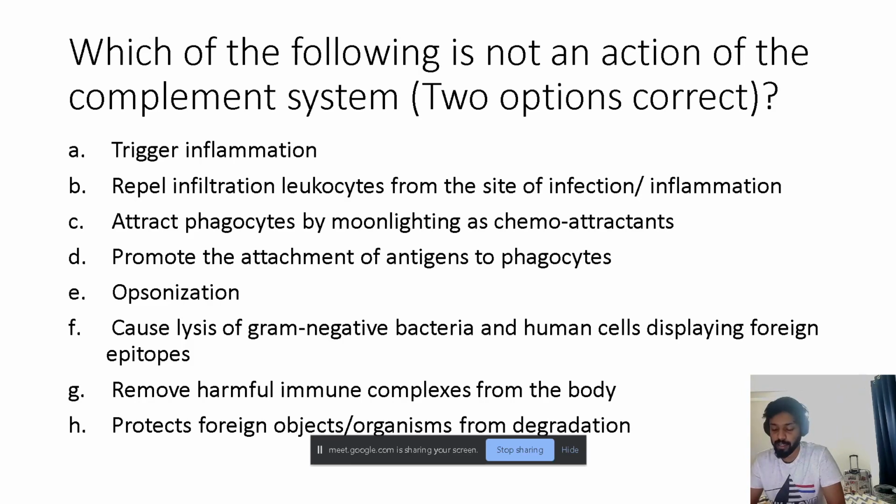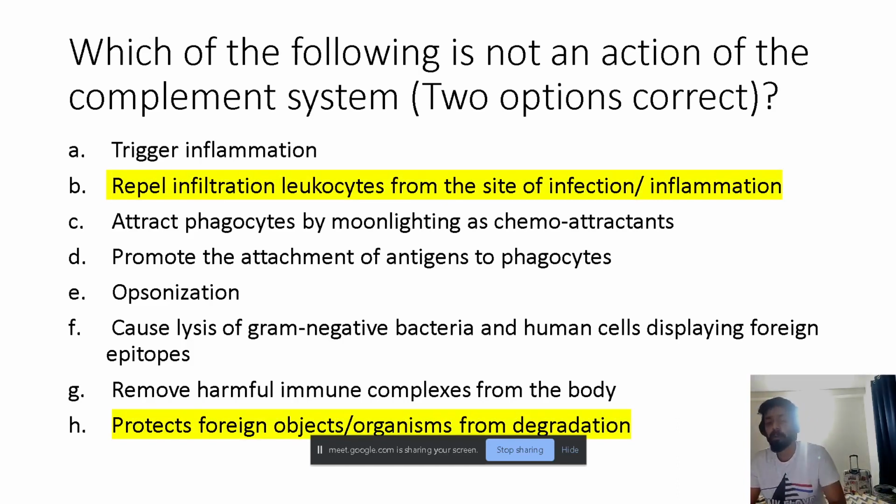Okay. So does anyone else have any alternative suggestions? In fact, they do quite the opposite, right? Once the complement system is activated, it will attract infiltration of leukocytes to the site of infection or inflammation for resolution to happen. And obviously, it will not protect foreign objects or organisms, especially since some of the pathways are activated by foreign objects or organisms, right? So those two are the correct options.